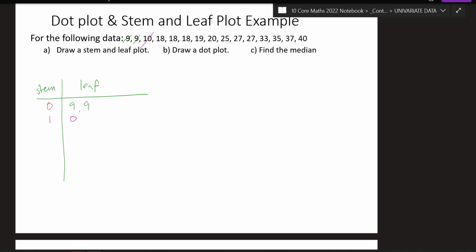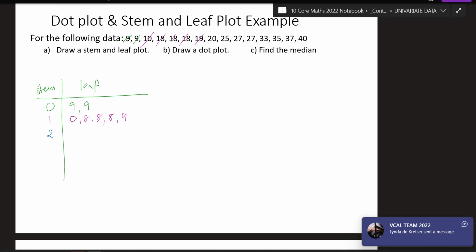So that's 1. The next one is, I've got 3 18s. So I'm going to put 3 8s there. 1, 2, 3. And then I've got the number 19. Easy. Okay, next one. Let's go with 20. Okay, how do I represent 20? Same as 19. It's going to be 1 9, but in this case it's 2 0. Yes. Now you start with the next line, 2. Okay, so 2 0. And I can see there's a 25, there's a 27, and another 27.